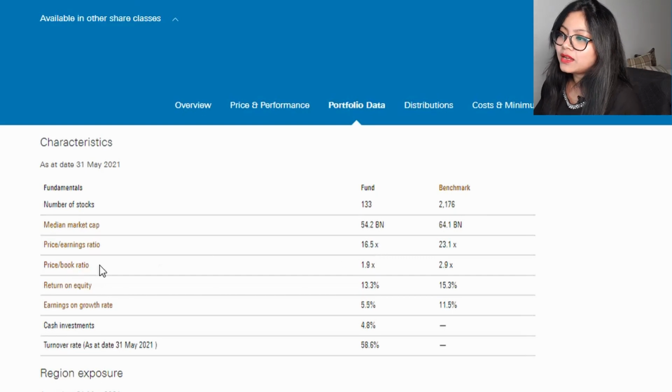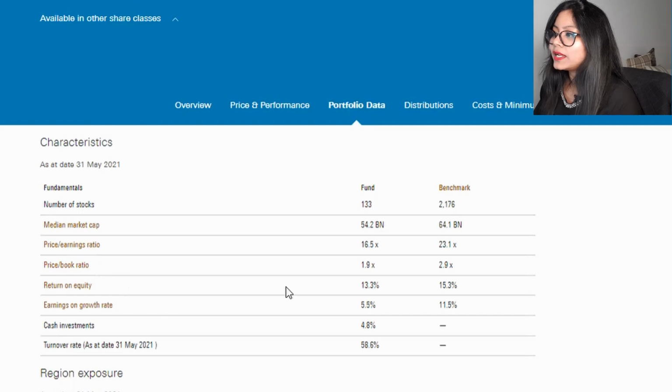Then you have the PB number, so price to book value. Again, it is similar to price to earnings, but this is against the book value. So again, the higher the number, the more expensive it is, the more money you're paying per unit of book value of the overall portfolio. And then you have your return on equity number.